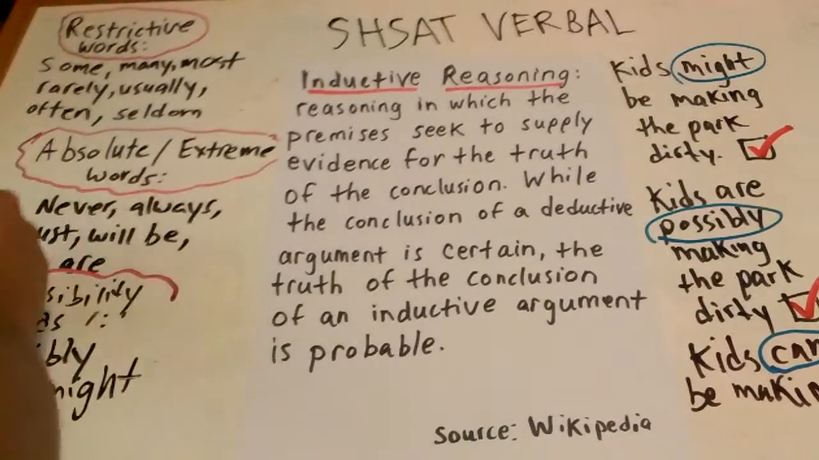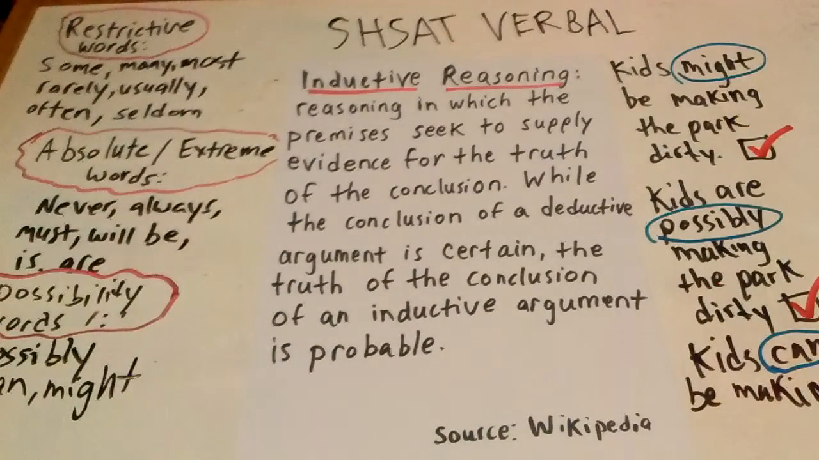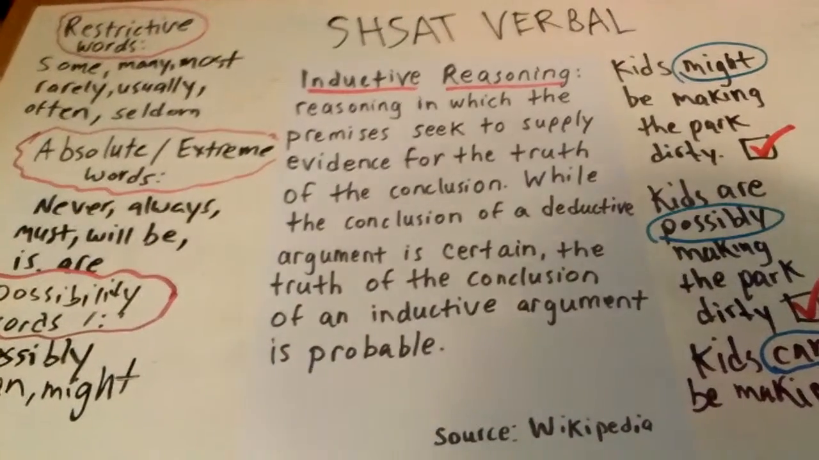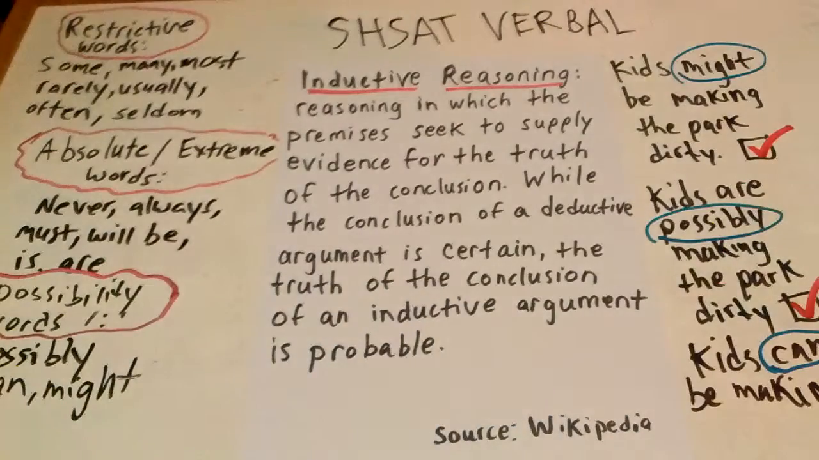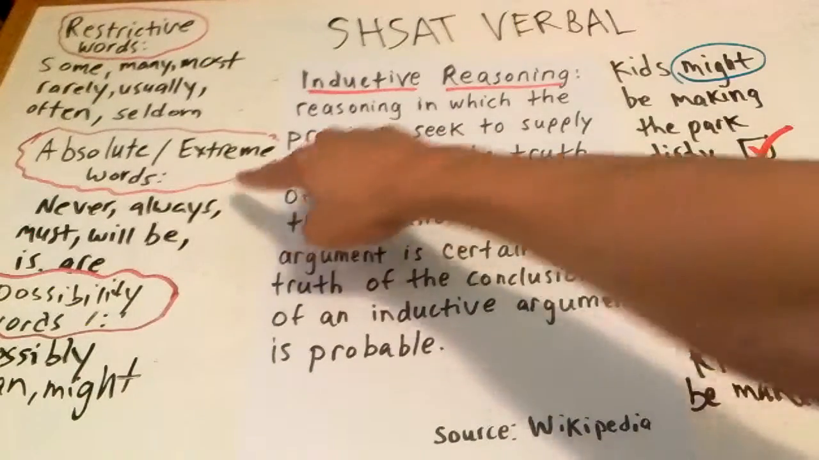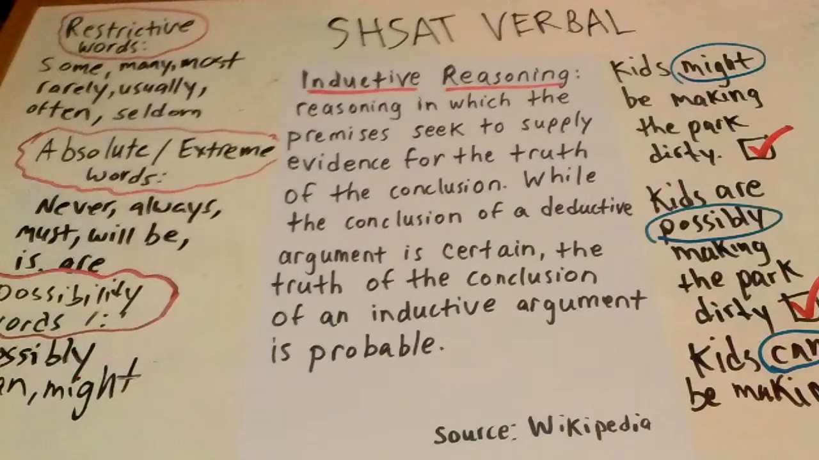Alright? So let's read that definition again. For inductive reasoning that's posted there, this comes from Wikipedia. It says that inductive reasoning is reasoning in which the premises seek to supply evidence for the truth of the conclusion. While the conclusion of a deductive argument is certain, those are the certain words, the truth of the conclusion of an inductive argument is probable. Alright? If something is possible, by the way, it has to have some kind of probability, right?